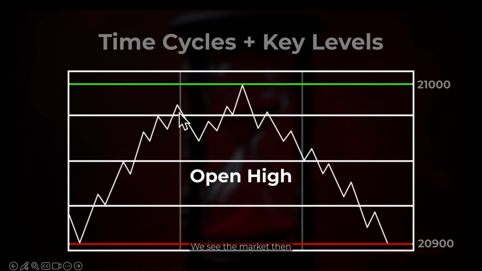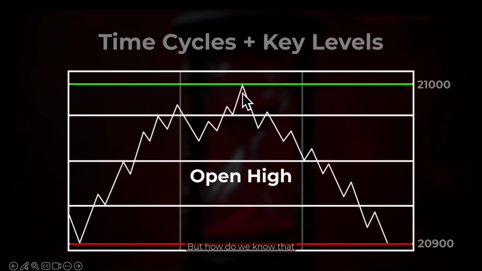We see the market then open up the new time cycle, represented by this vertical line, and notice that the market reprices higher. We see open high taking place, where the market takes out buy-side liquidity resting above this previous cycle high, and it reaches that key level which we are monitoring.